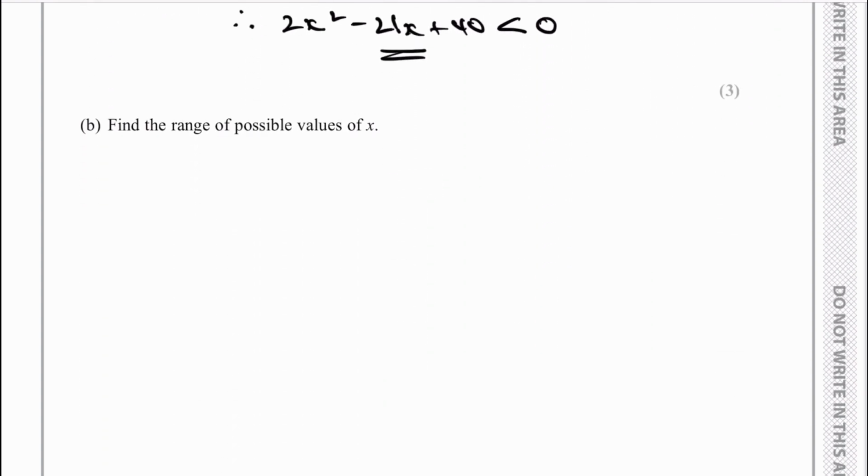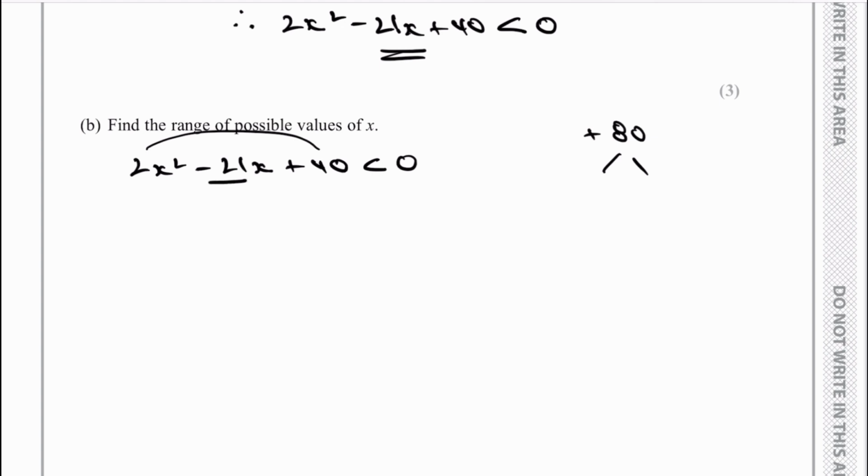Find the range of possible solutions. What we're basically doing is solving 2x squared minus 21x plus 40 is less than 0. Now there are a couple of methods of doing this. The way I do this is I say 2 times 40 is going to be positive 80, and I want two numbers that when I multiply them together make positive 80, and when I add them together make negative 21, and those two numbers are going to be minus 5 and minus 16, because when I multiply those two together I get plus 80, when I add them together I get minus 21.